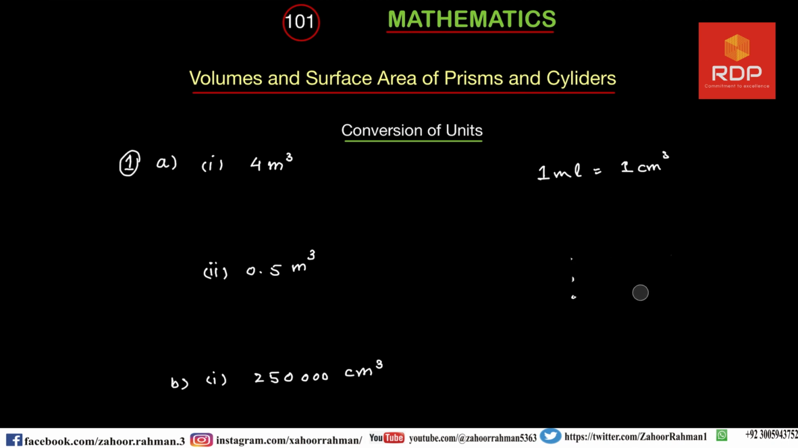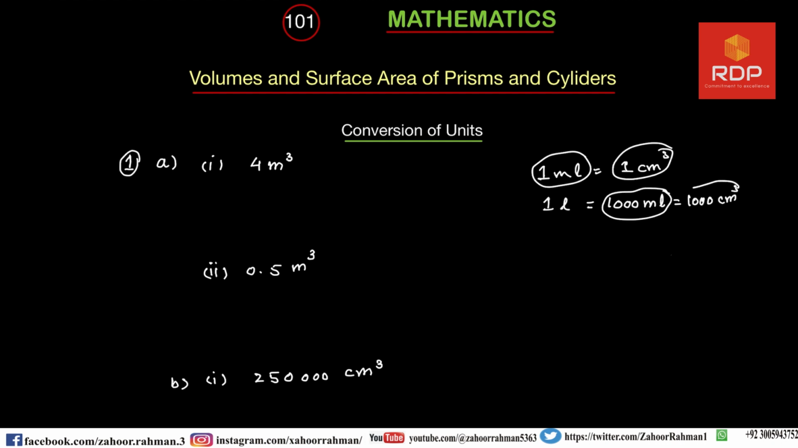Another thing we must understand is how much amount 1 liter will contain. Remember that it is 1000 milliliter, which is equal to 1000 centimeter cube, because 1 milliliter is 1 centimeter cube, so 1000 milliliter will be 1000 centimeter cube.